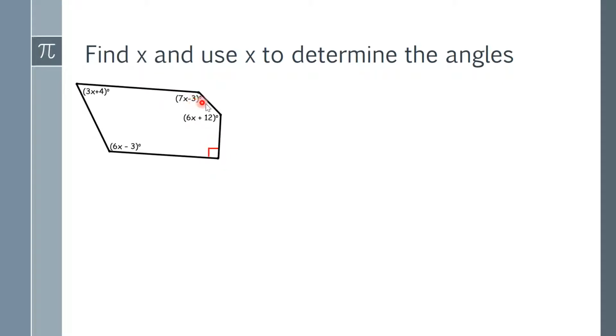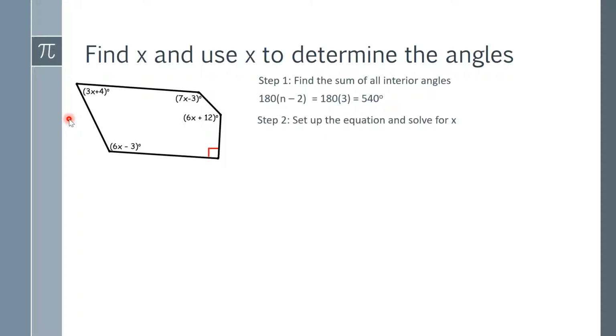Again, we have 1, 2, 3, 4, 5 sides, so this is another pentagon. We're going to find the sum of all the interior angles. Again, that's 180 times n minus 2. We've got 5 sides, so 5 minus 2 is 3, and 180 times 3 is 540. Now we're going to set up another equation. This time, instead of just numbers, we're going to have expressions, so we end up with a multi-step equation.